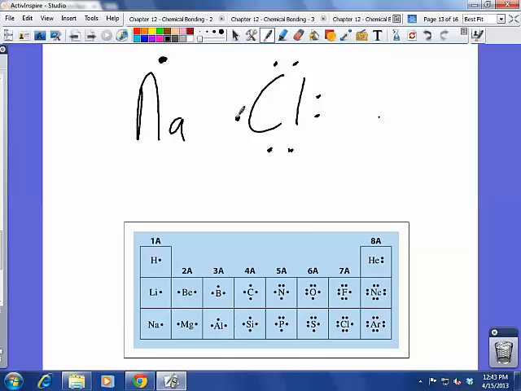Gain 1. Okay? So really, if we look here, what do you think is going to happen if I mix a big pot of sodium and chlorine together? I'm going to get salt, but what's going to happen to this electron in sodium? Sodium doesn't want that electron, so it's going to give it to chlorine that does.